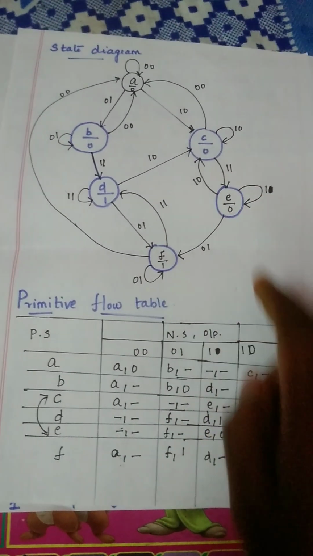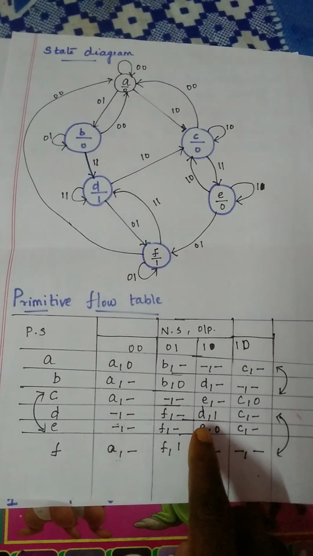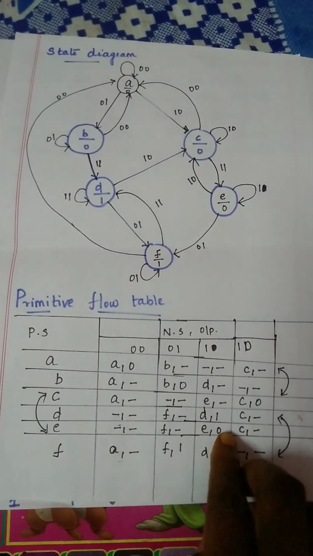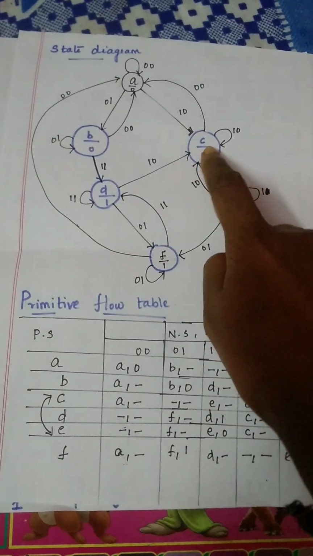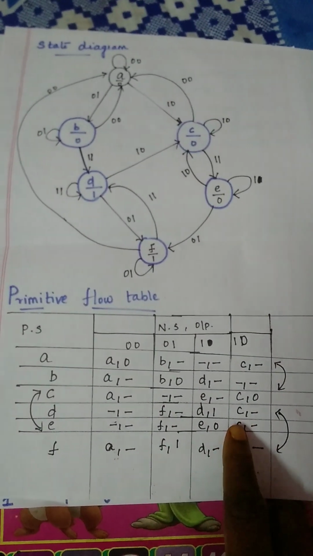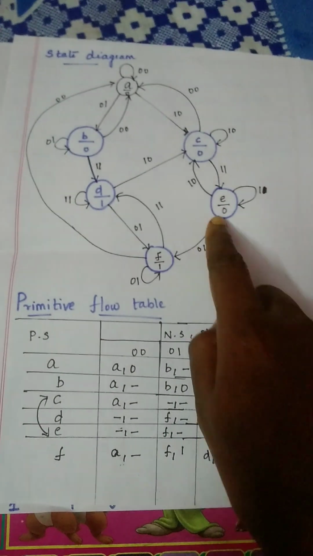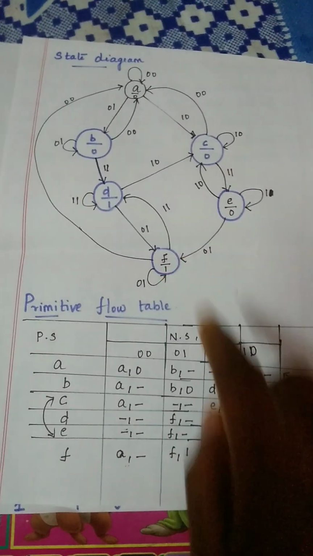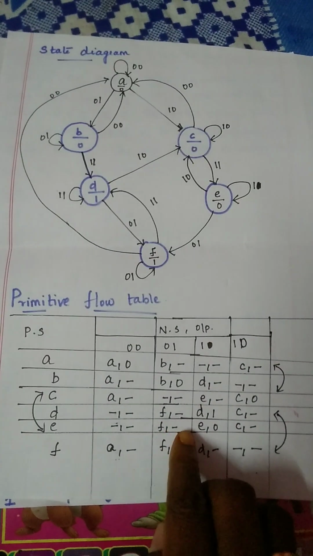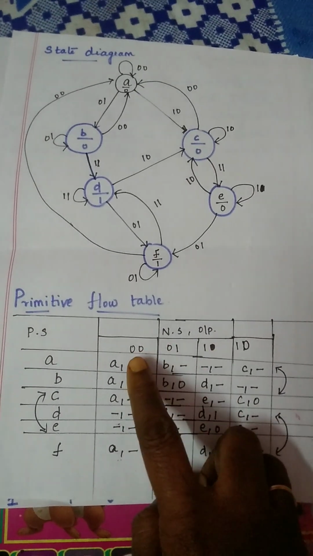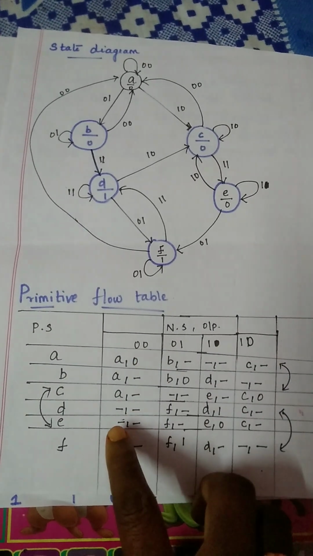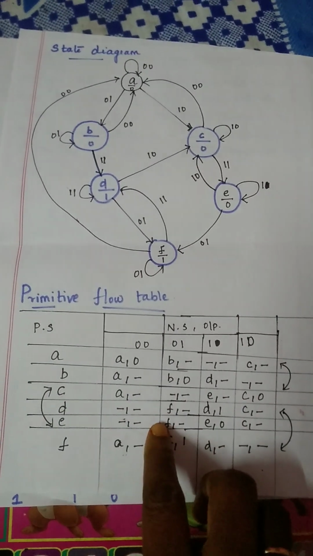1 1 means it is retaining in the same state but the output is 0. 1 0 means moving to C state, and 0 1 means it is moving to F state. F comma dash. 1 1 to 0 0 can't change, so this has been represented as dash comma dash.